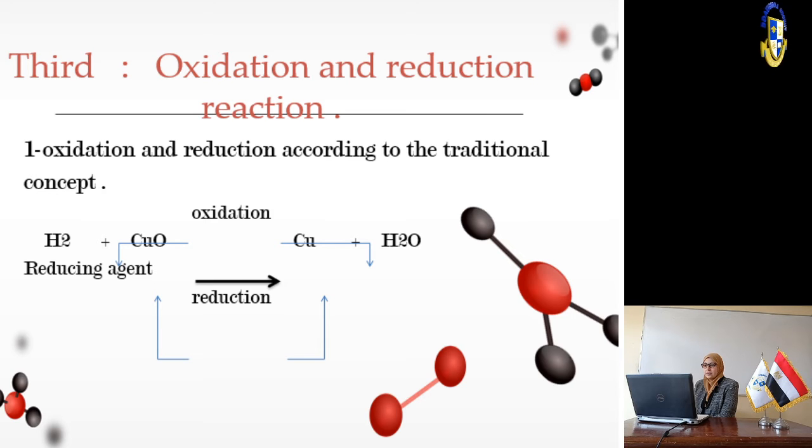Oxidation and reduction reactions, according to the traditional concept. Here we can see hydrogen plus copper oxide will make copper plus water. Hydrogen is a reducing agent and copper oxide is an oxidizing agent. The change from hydrogen to water is called oxidation, and the change from copper oxide to copper is called reduction.